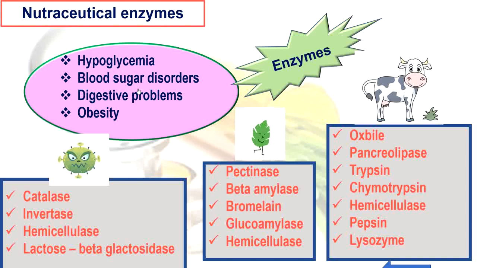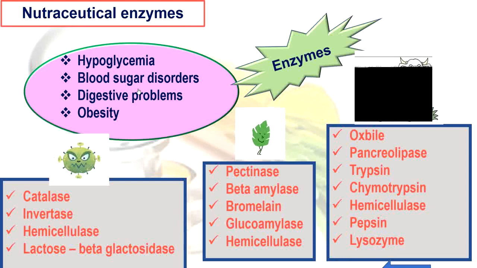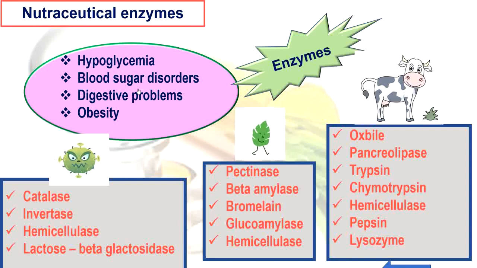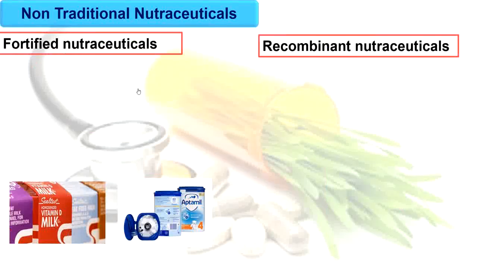So when the human being does not have these enzymes in an adequate quantity, these enzymes are extracted from microbes, plants and animals. These enzymes are incorporated in the form of tablets or in any food and given to those human beings. So these nutrients, herbals, nutraceutical enzymes and probiotic microorganisms come under traditional nutraceuticals.